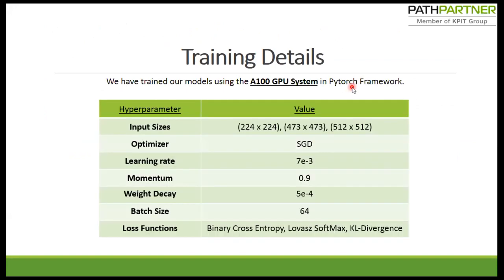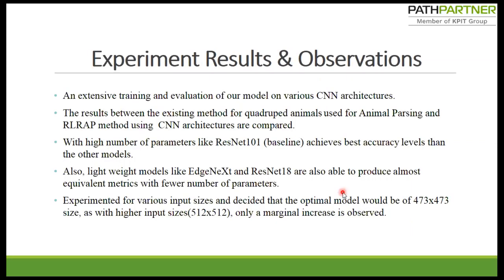So we have trained our model on an A100 GPU machine with the following hyperparameters. We have used these input dimensions. We have trained on various input dimensions along with the SGD optimizer with the following loss functions. We have done extensive experiments on various CNN architectures, such as ResNet 101, ResNet 18, ShuffleNet, EdgeNext. So we have trained on high-parameter architectures as well as lightweight architectures to see the performance.